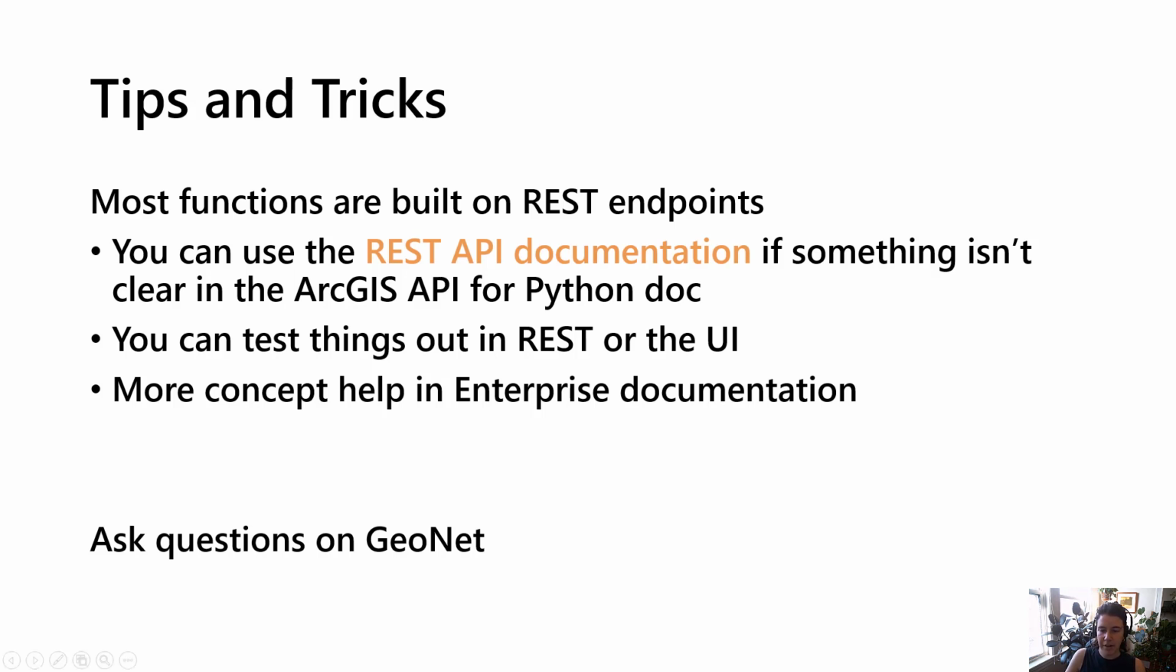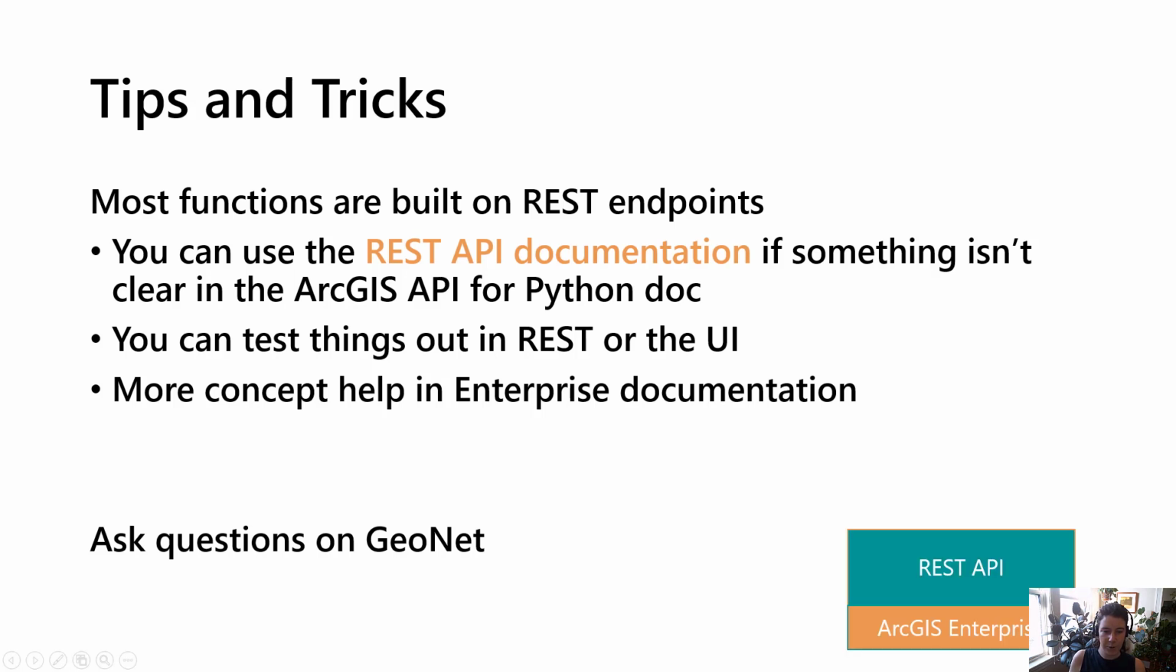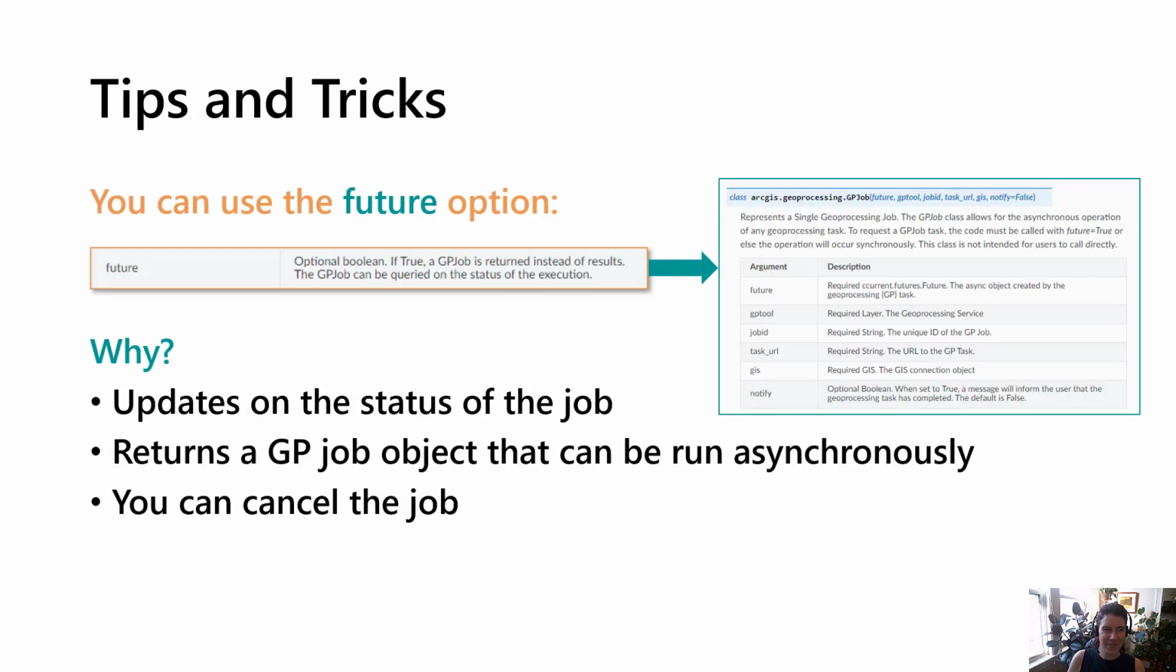The next tip I have is a code trick. So this is the future option. This is a parameter available on all of the GeoAnalytics tools and actually on any geoprocessing tool like standard analysis. And it's a Boolean that allows you to return a GP job instead of just the result of a tool. So you can see here I've highlighted future.